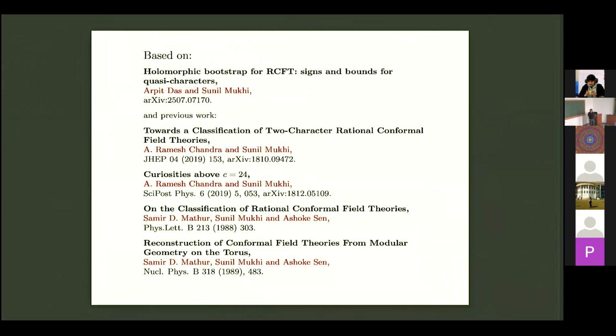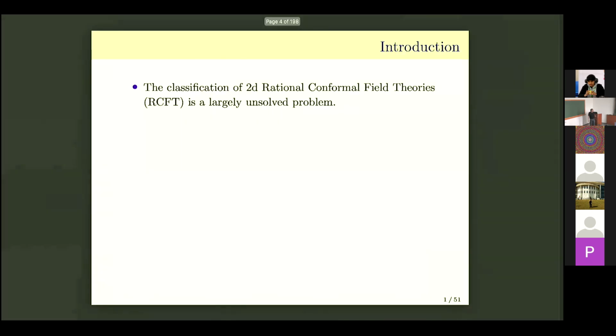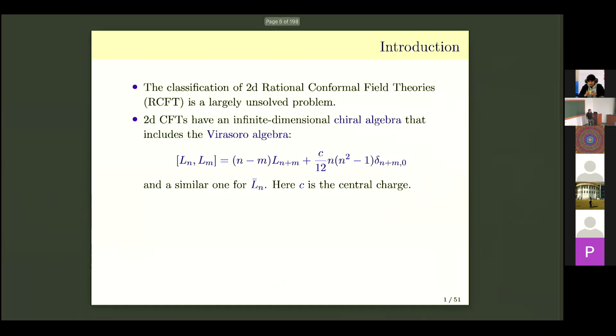In principle, I should probably not give too much background, but I'll try to give some anyway. So the basic underlying problem is the classification of rational conformal field theories in 2D. It's been a problem that has come up on and off over the last about 40 years, starting with the seminal work of Belavin, Polyakov and Zamolodchikov in '84.